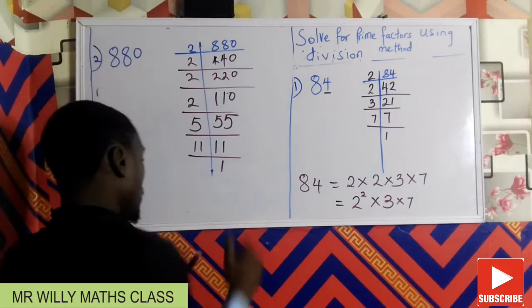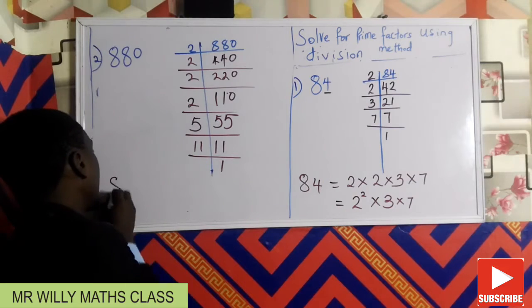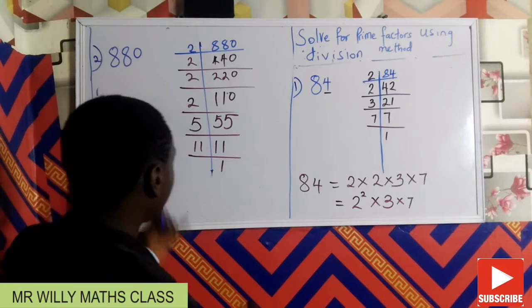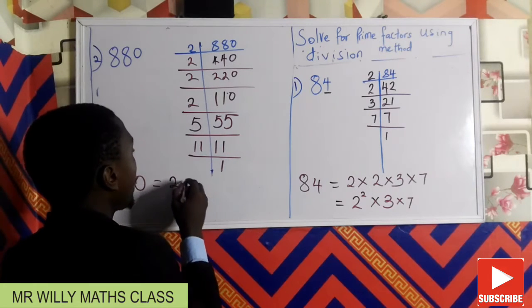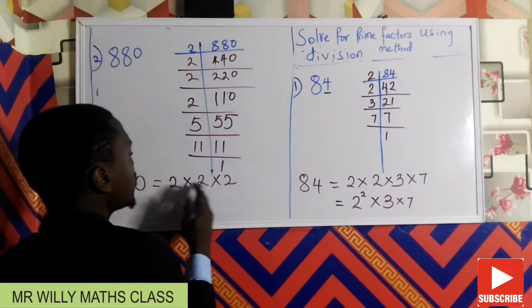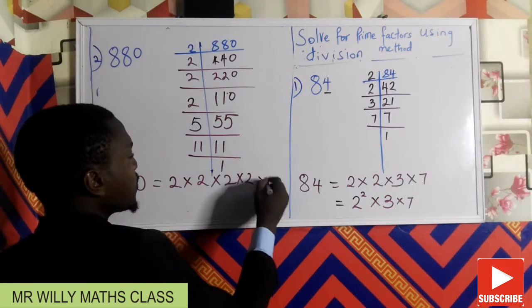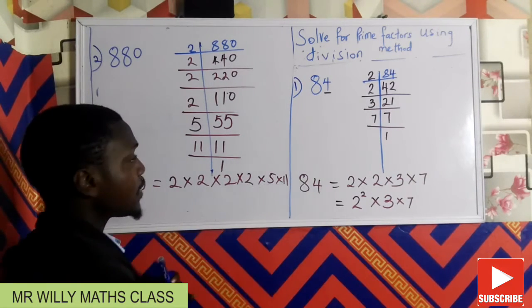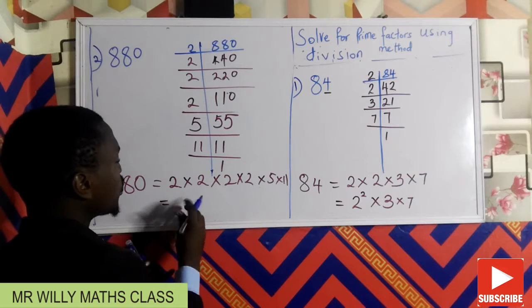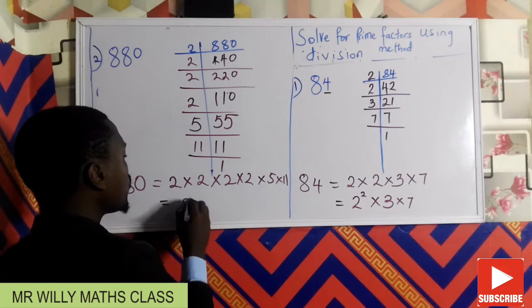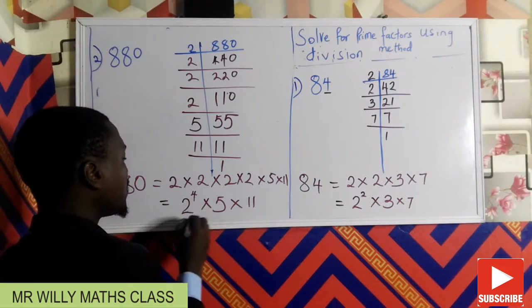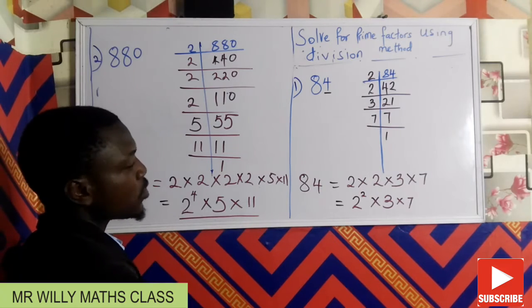You have your 880. Then you write down the numbers written at the left hand side, which are 2 times 2 times 2 times 2 times 5 times 11. You can express the product of prime factors of 880 in index form. Just look at the 2. How many 2 do we have? 1, 2, 3, 4. That will be 2 raised to power 4 times 5 times 11. So this is the product of prime factors for 880.